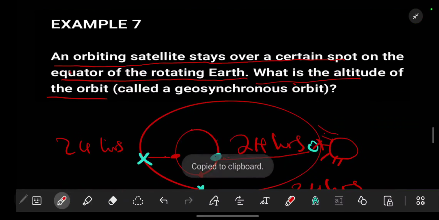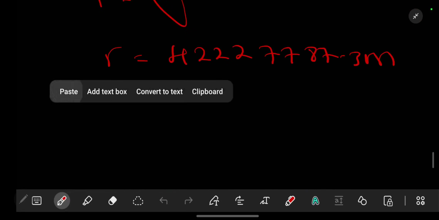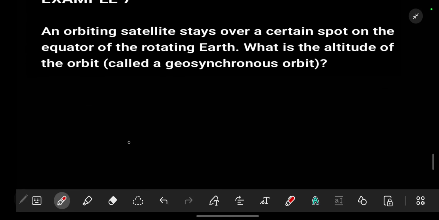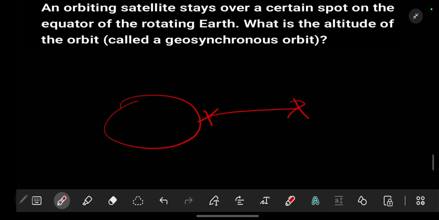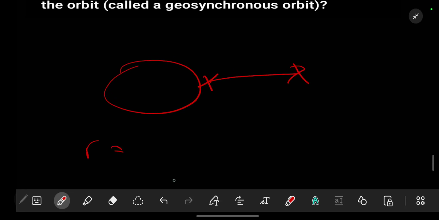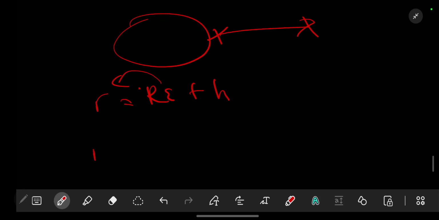Then for this other one, what is the altitude? Altitude is the distance from the surface to where an object is. So that is altitude. To answer this one, we are going to say r is equal to our radius of the earth plus h. This comes here, we are going to have r minus re is equal to h, which is, in this case, altitude.